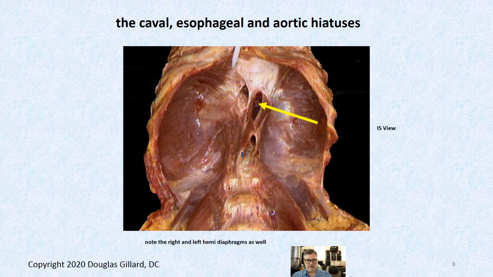So let's check it out. There it is right there. Esophageal hiatus. Or whoops, which one am I pointing at here? That's the aortic hiatus. Esophageal hiatus is right there. This is an I to S view, and there's the caval hiatus for the vena cava here. This is the diaphragm, the left hemidiaphragm, the right hemidiaphragm. There's the vertebral bodies. I need to see the rest of the picture. But anyway, those are the key parts there.